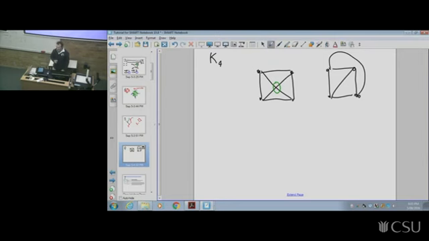So this particular format here, I've drawn the graph so that none of the edges are intersecting. If you can do that, it's called a planar graph.